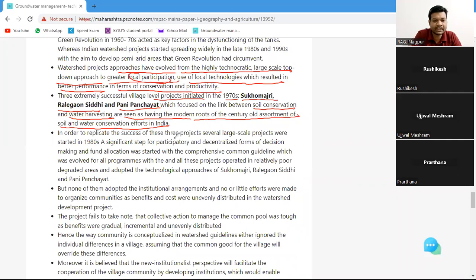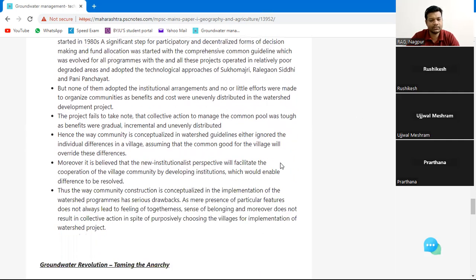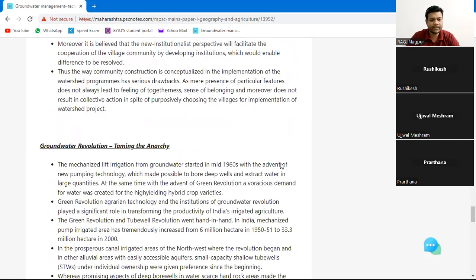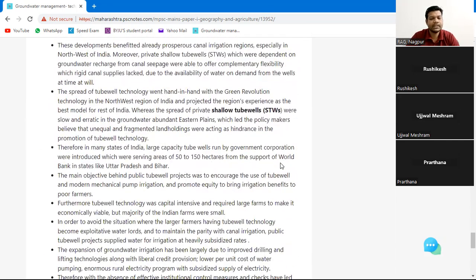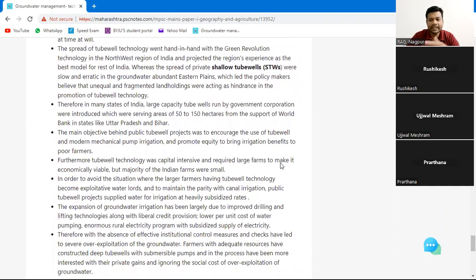So in order to replicate the success of these three projects, several large-scale projects were started. A significant step for participatory and decentralized decision making and fund allocation was the comprehensive common guideline, which was evolved for all programs, in the approaches of Sukho Majri, Ralegan Siddhi, and Pani Panchayat. But these are just the examples, and no further project could achieve this kind of success.